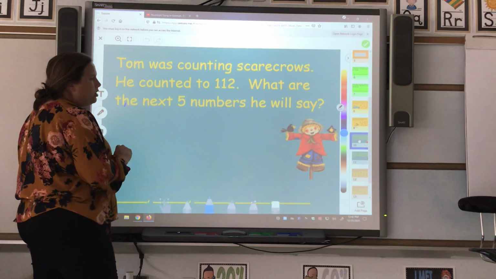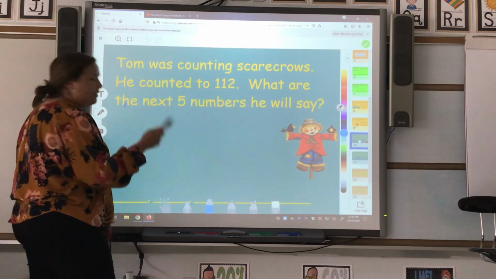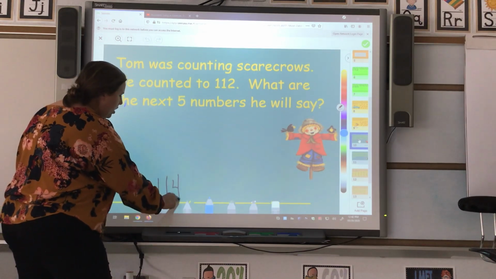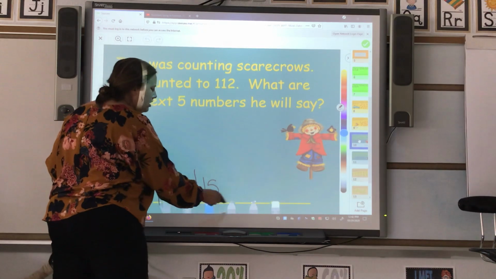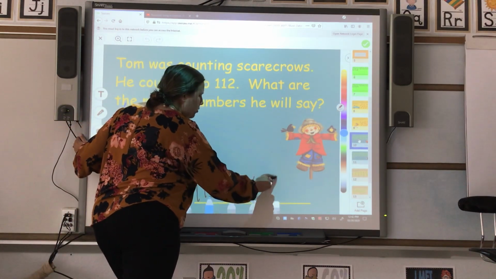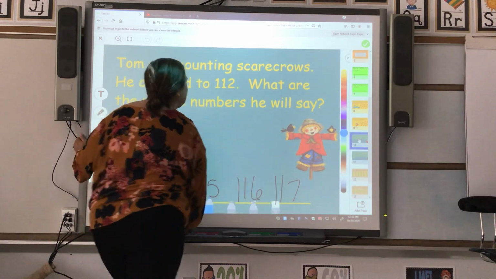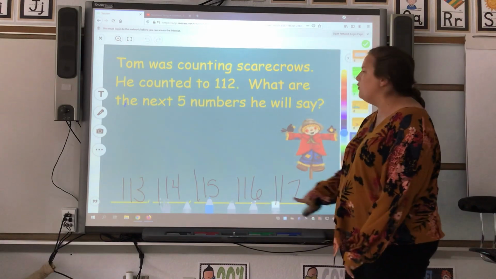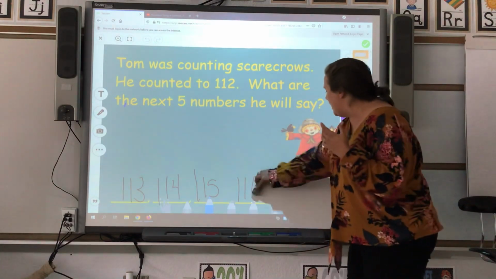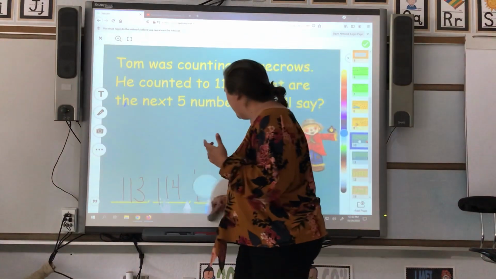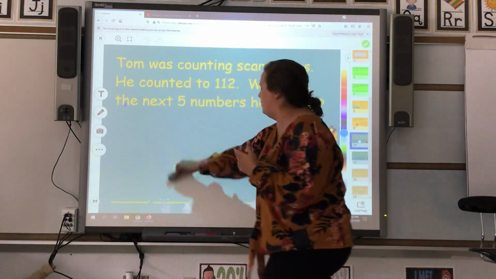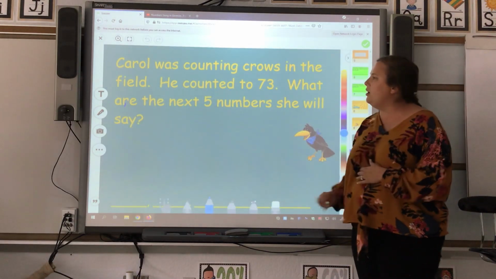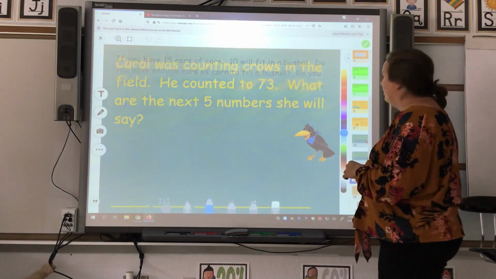So when we start at 112, we say 113, 114, 115, 116, 117. Whoa, that's a lot of scarecrows. Remember, you can count on in your head if you already know how to count and write that far, which I think is impressive. We put one up here for you guys to also look at.